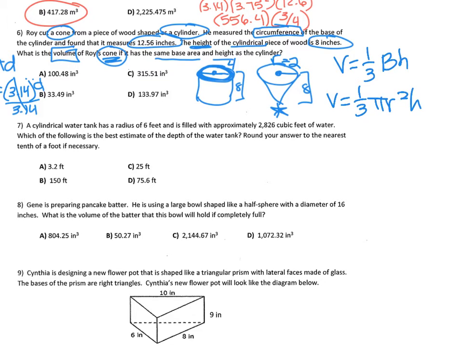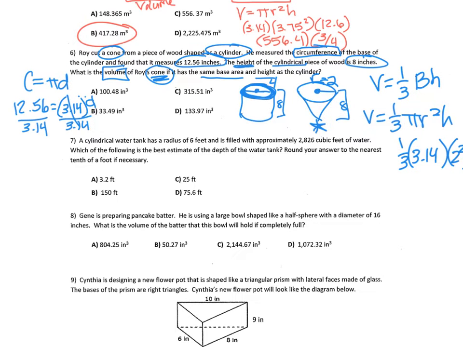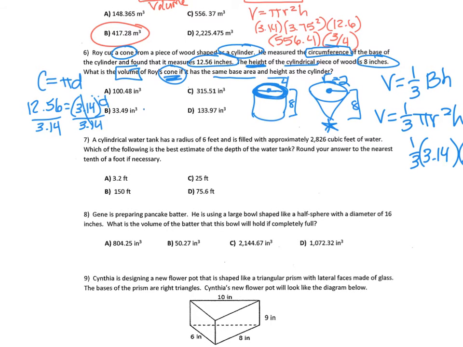So plug in what you just found. You worked super hard to find that information. Plug it in. It's 4.1 something. So you should have gotten B, 33.49.